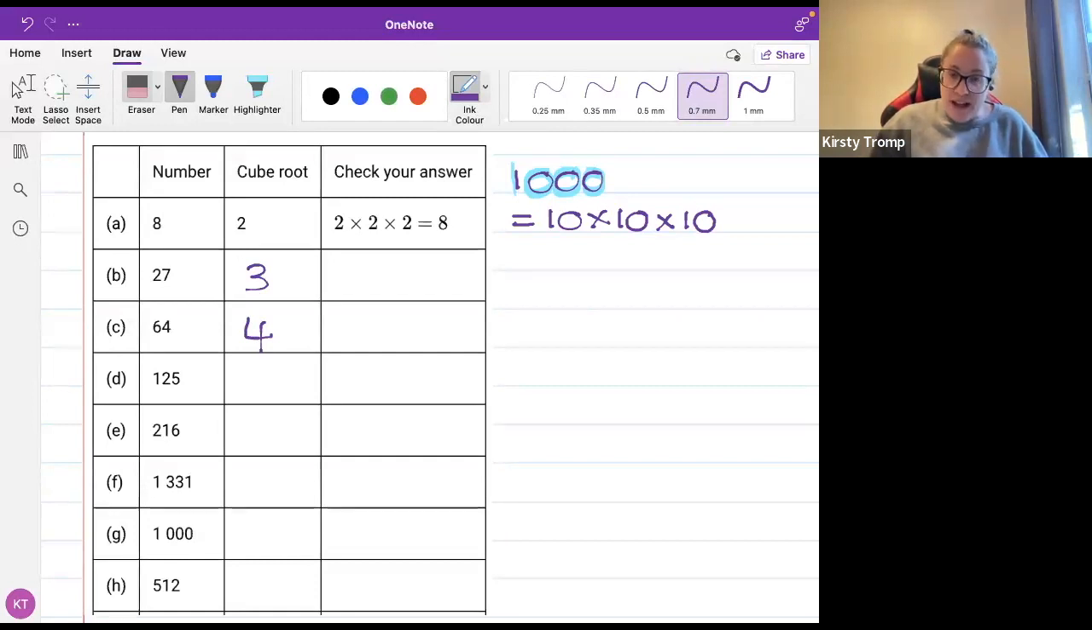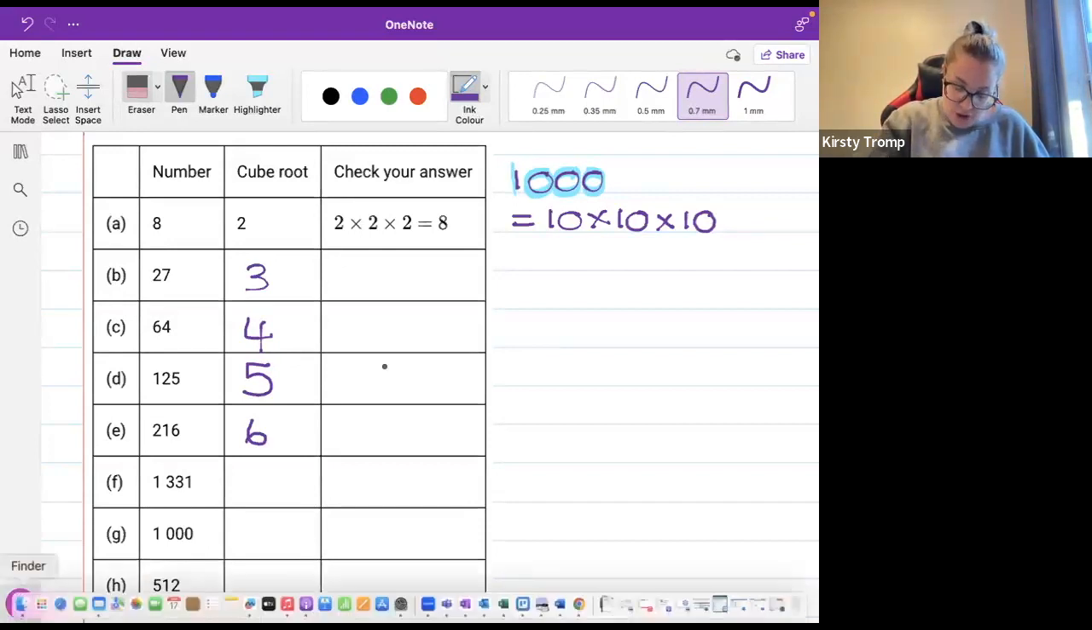The cube root of 125. Who got the cube root of 125? Good, guys. The cube root of 125 is 5. Great, well done. Right, what about the cube root of 216? Who got the cube root of 216 for me? Okay, I'm seeing lots of people say 6. Well done.